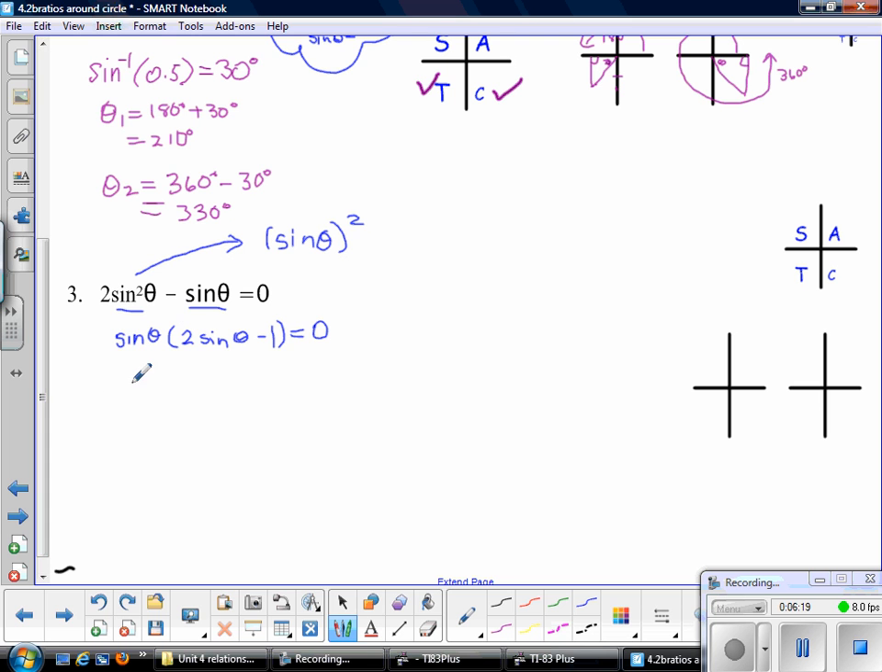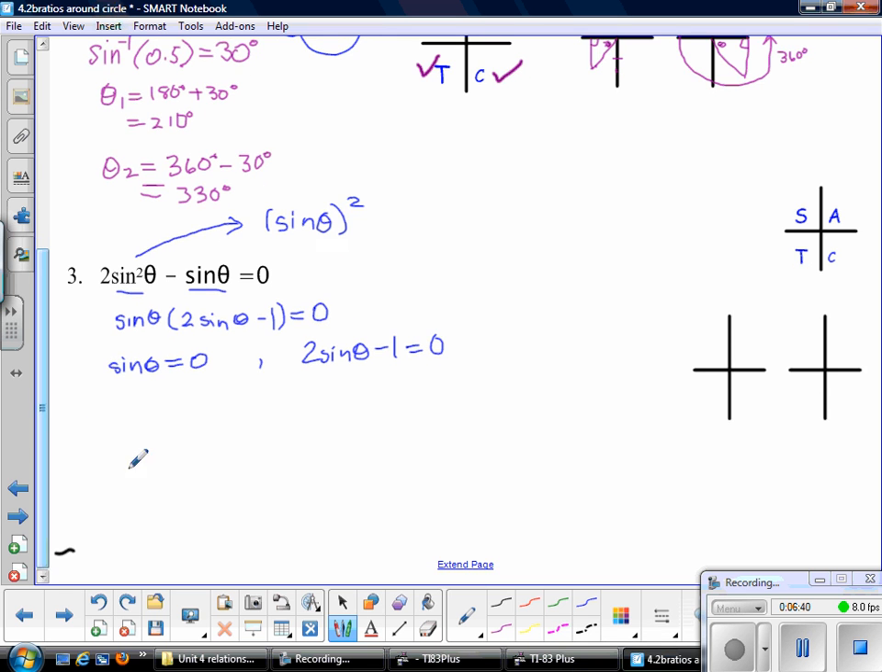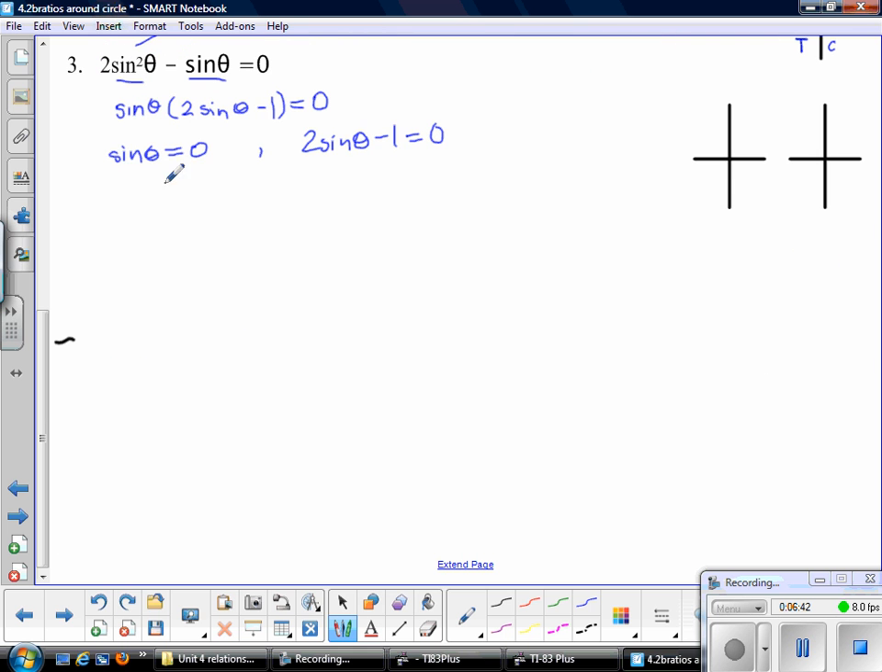So now what I need to do is separate each factor and set it equal to 0. So sine theta equals 0 and/or 2 sine theta minus 1 equals 0. Okay, so what we've created actually is two equations by doing that. So let's look at the one on the left-hand side first.